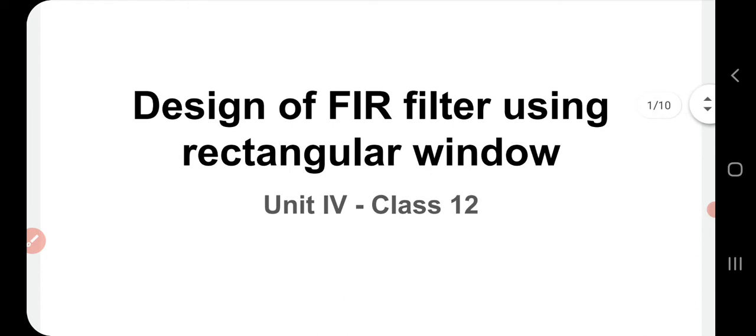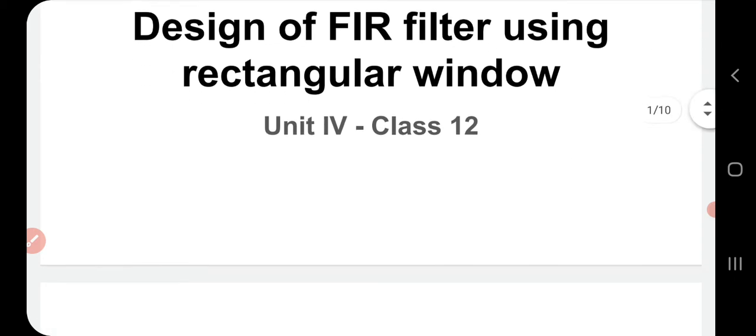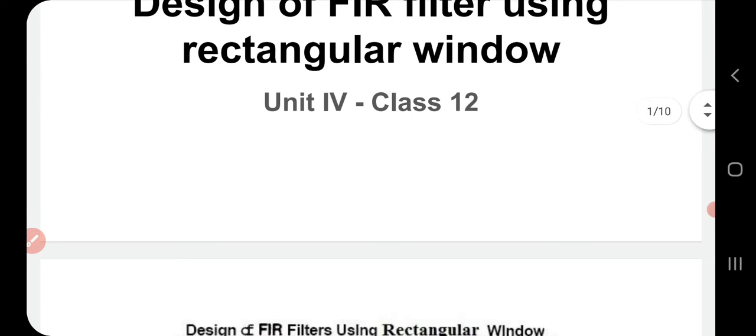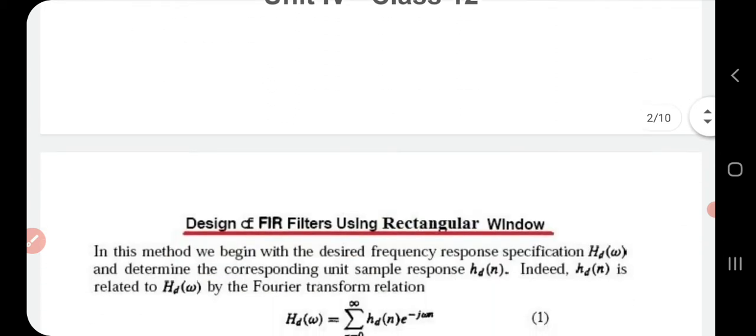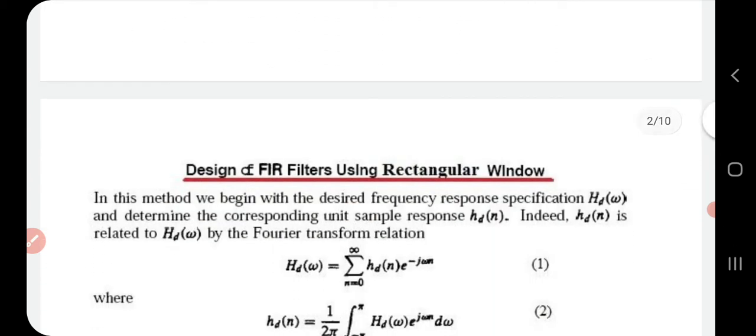Good morning. This is class 12 of our chapter digital filters. Now, this section deals with the design of FIR filter using rectangular window. This is probably asked as an essay question, that is, design of FIR filter using a rectangular window. So, I have briefed some of the main points.